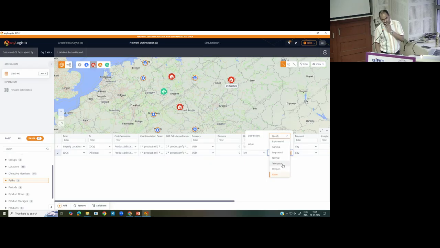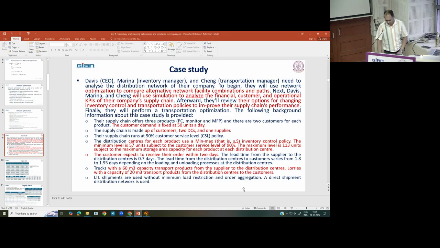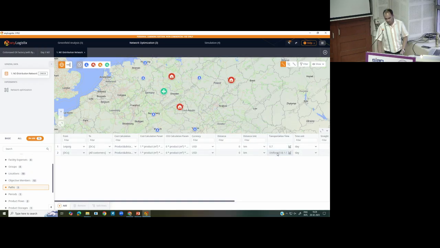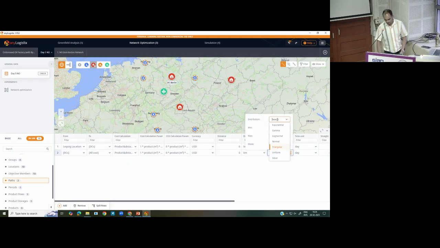And then transportation time, they have given in which distribution? Triangular or something? Triangular. You select triangular. What is minimum? No, it's not 50. Something is wrong. The lead time for the distribution center varies from 1.8 to 1.95 depending on the loading, so this is not a triangular one. Processing time, but this is a lead time I am talking about. So lead time is uniform distribution, 1.8 and 1.95. Done. Day.